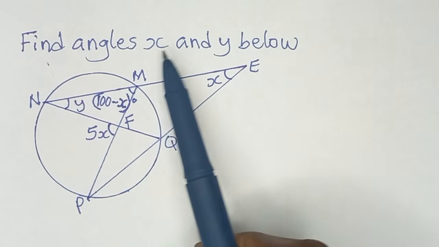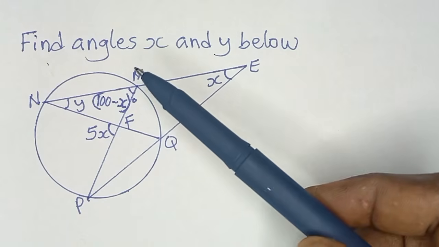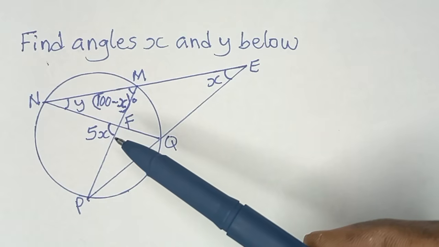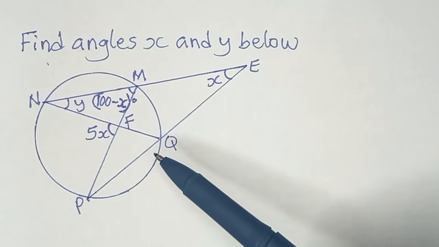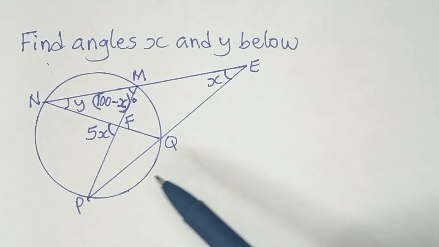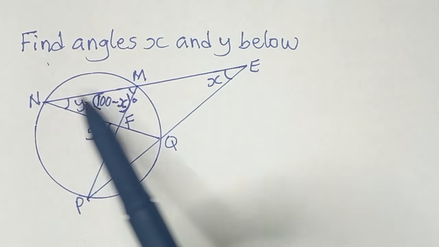Find angles X and Y below. Now, let's look at this special circle geometry question and see how we can analyze it step by step. The first thing I want us to look at here is this triangle NMF.